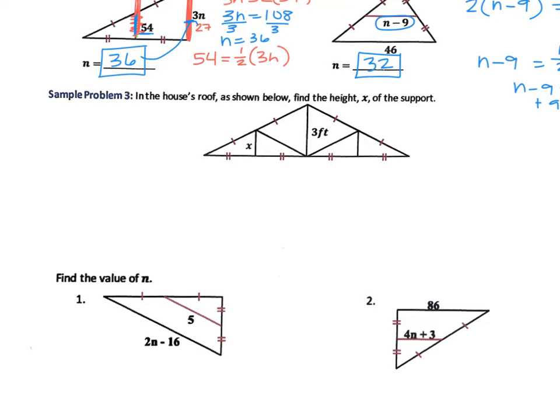Right. So you can set it up. This would be the mid-segment of this triangle, right? So that means x and 3 are parallel, and x is also half of the 3 feet. So you could say x equals half of your 3 feet. So x would equal 1.5 feet.